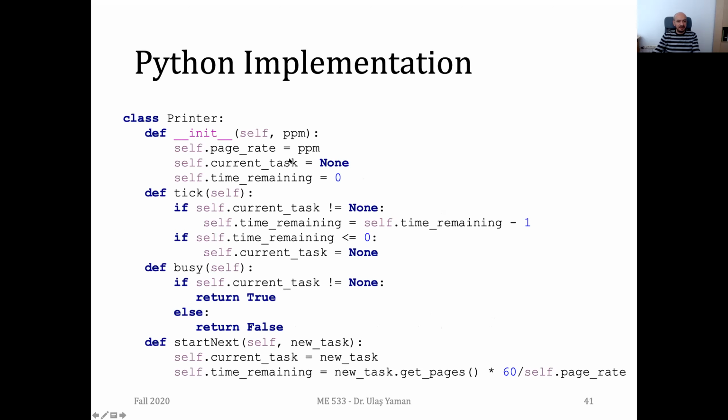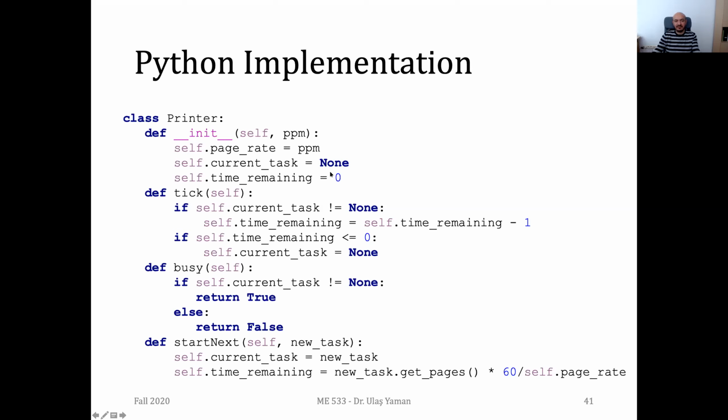So let's have a look at the first class, the printer class. This is the initialization part. And as you see, in order to create such a printer, you need to define this property, the pages per minute, and we name it here as page rate. And this is given as input. And in the initialization, right now we don't have any task. So the current task is None, an empty one. And right now, the time remaining for the current task is 0, since simply we don't have any task.